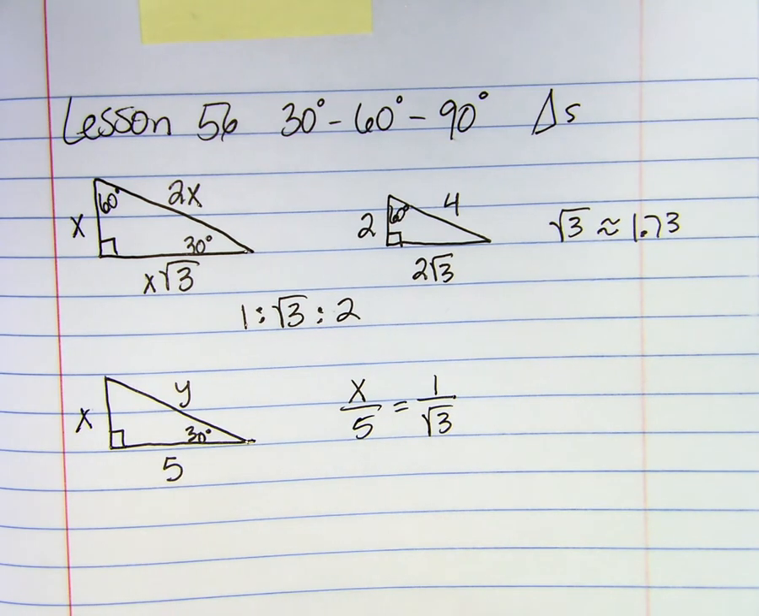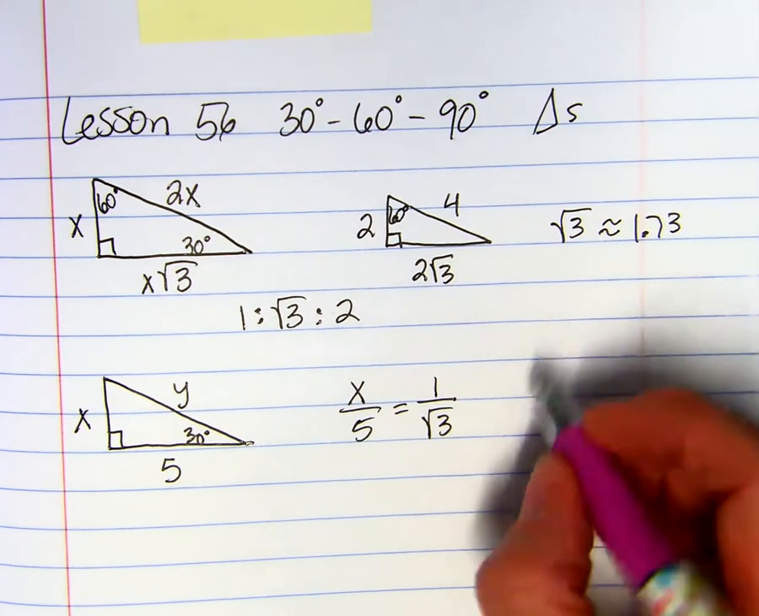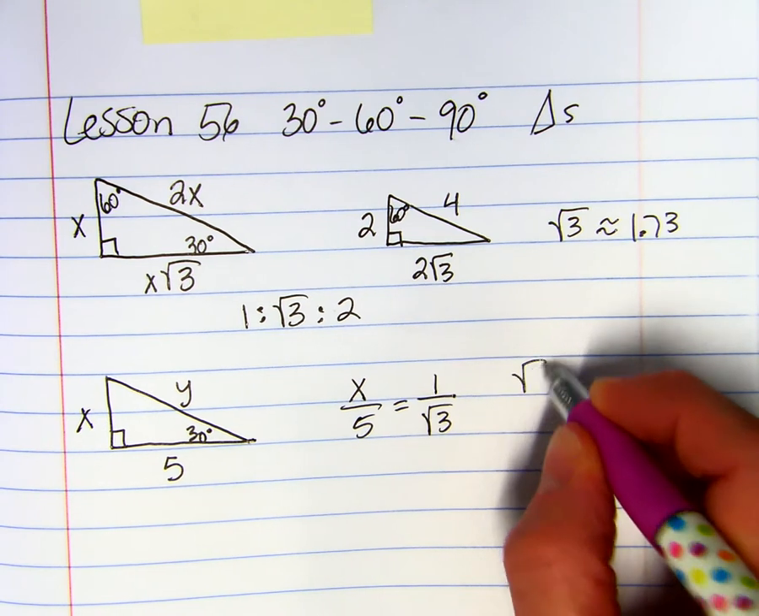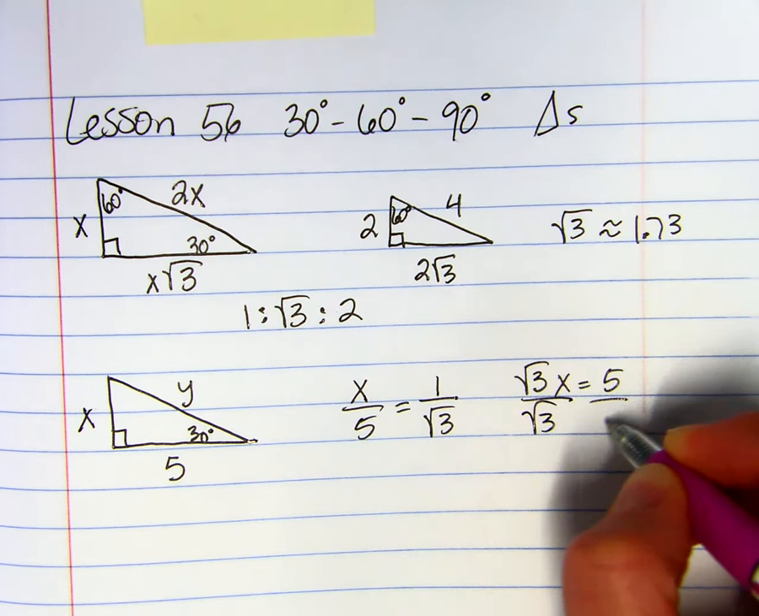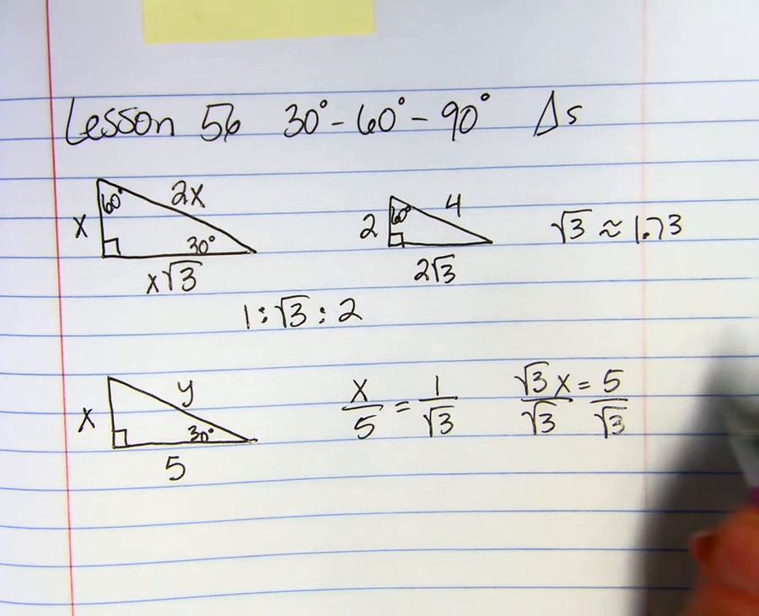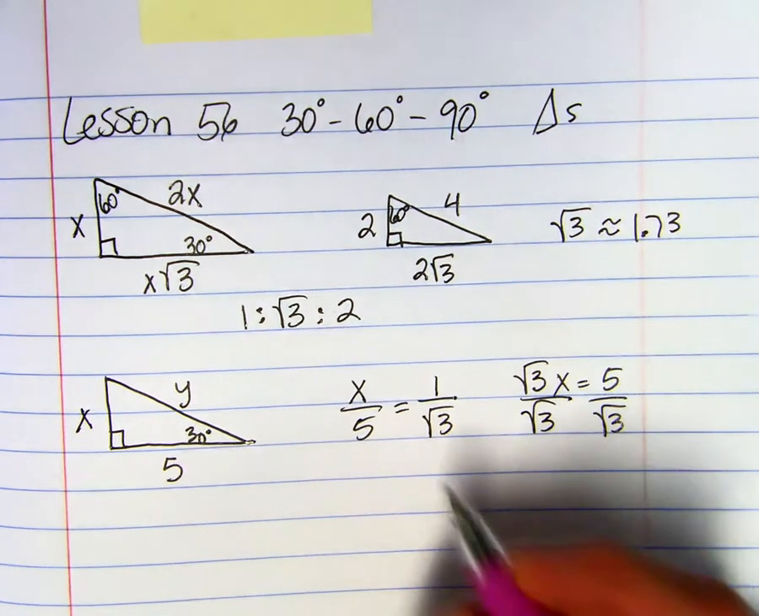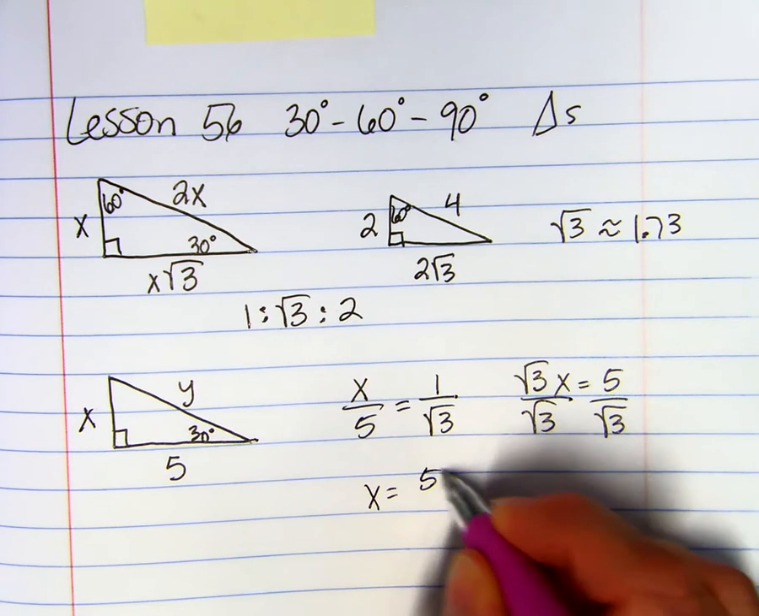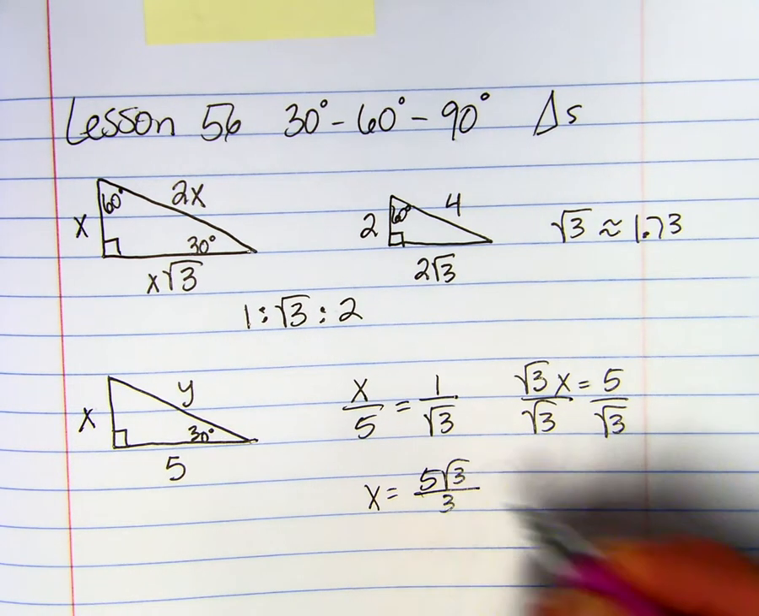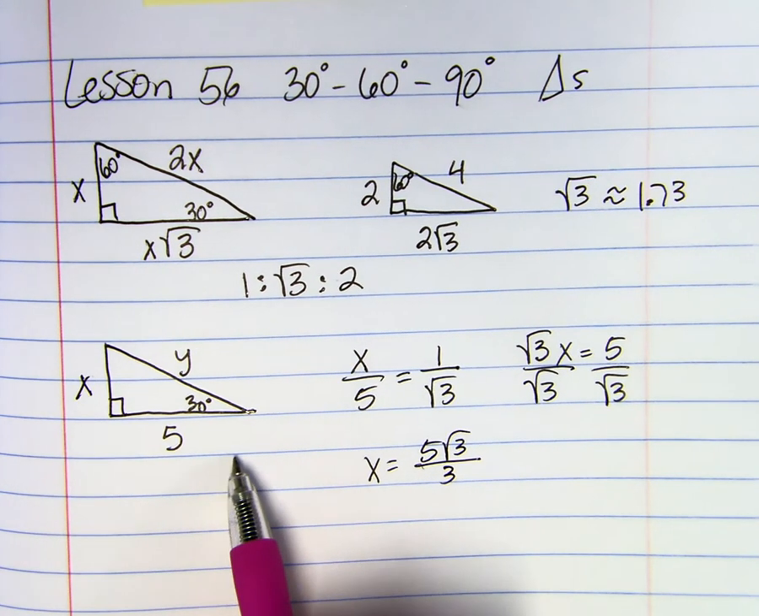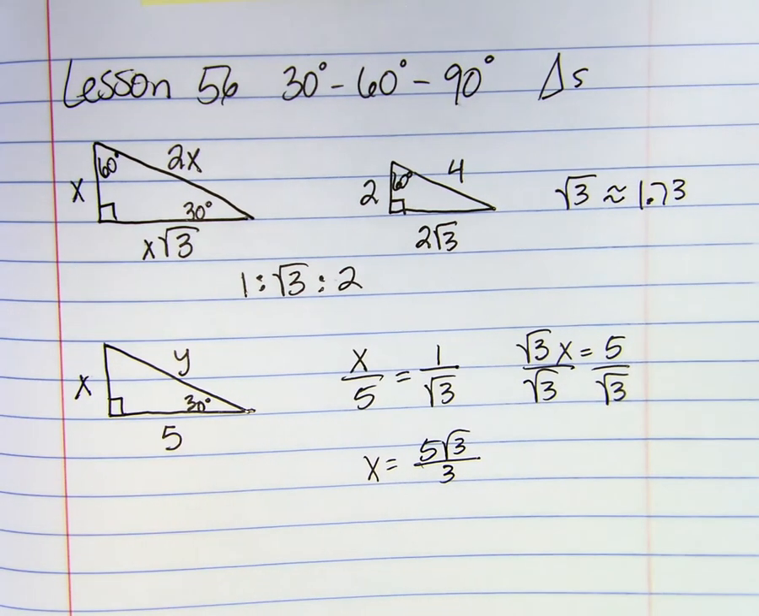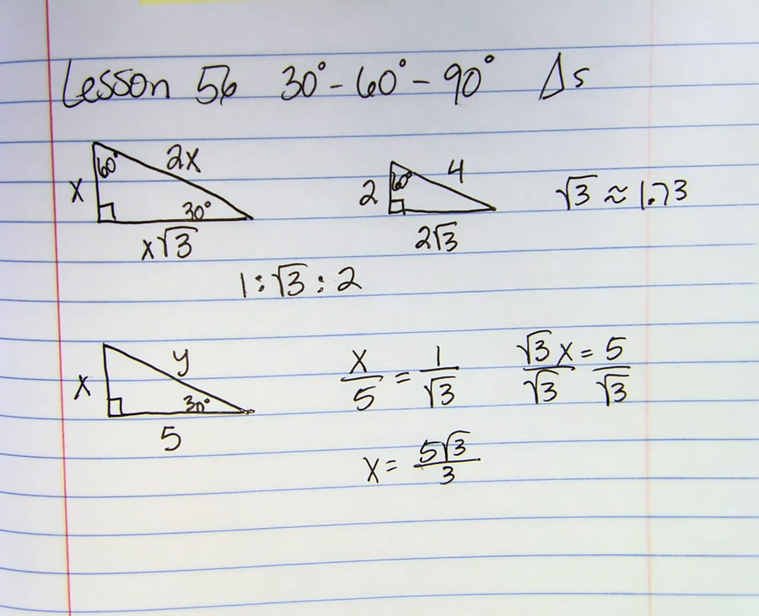So then we could cross multiply and say square root of 3 times x equals 5, divide by root 3, and then rationalize the denominator, and we get x equals 5 square root 3 divided by 3. I don't know if you remember in the 45, 45, 90 when we did multiply by square root of 2 over 2.